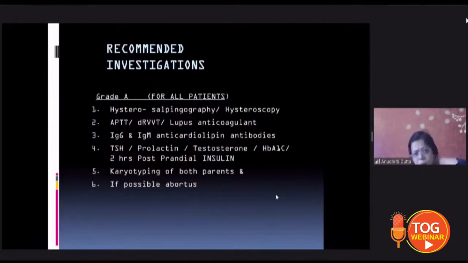So for all patients, it has been advised that we go for an HSG. If we find any abnormality, go for a hysteroscopy. The lupus anticoagulant, APTT should be done. Anticardiolipin antibody should be done. The thyroid profile, prolactin, testosterone, hemoglobin A1C, glycosylated hemoglobin, 2-hour PP insulin. And then karyotyping of both the parents, and if possible, after the second abortion, even the abortus.